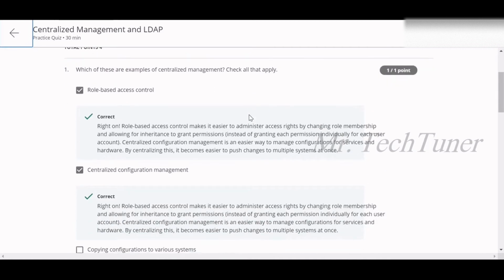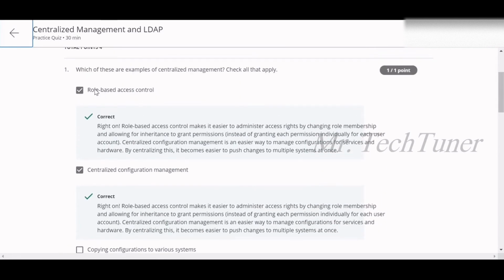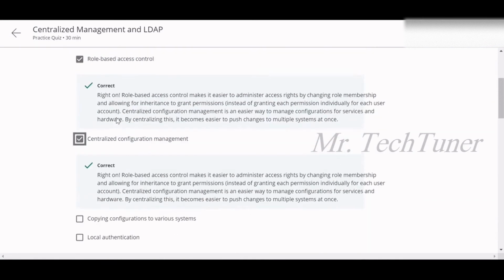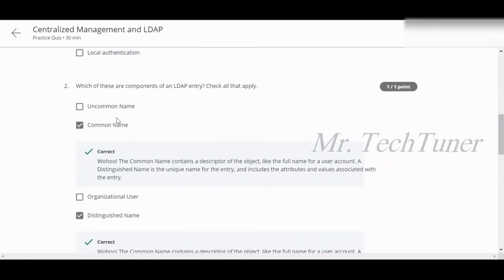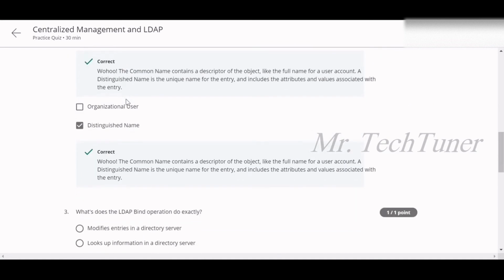The first question of this quiz: which of these are examples of central management or centralized management? The first one, role-based access control and centralized configuration management. These two will be the answer for the first one. Second question, which of these are the components of an LDAP entry? They will be the common name and the distinguished name also.